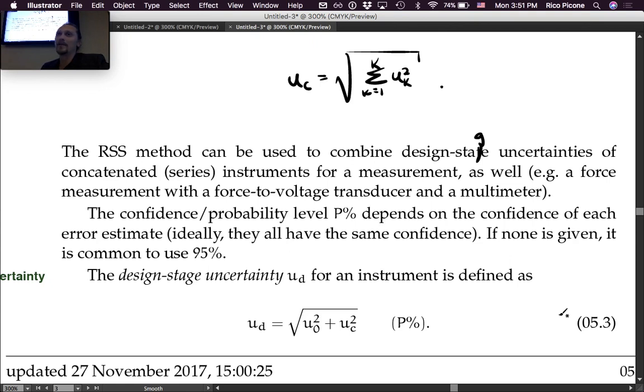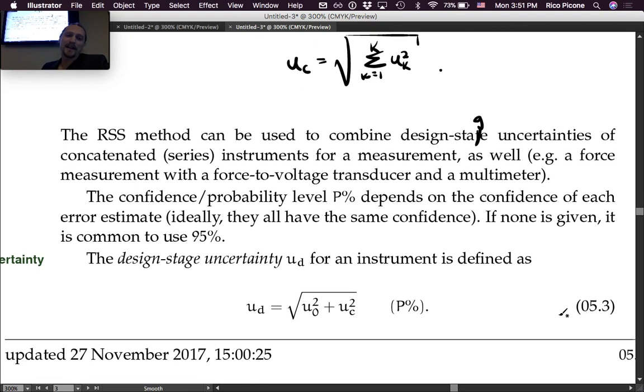So if you hand your boss a report, first off, your boss will be impressed that you were able to do this, because so much of engineering goes on without any discussion of confidence intervals or the uncertainty associated with a given number. Error bars. Oh, if you include those, boss impressed. Guaranteed. Okay. The design stage uncertainty for an instrument is defined as this.